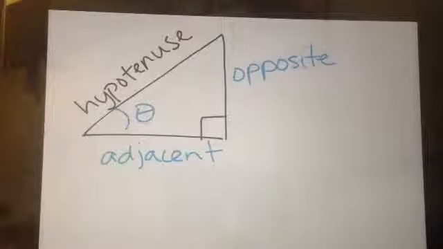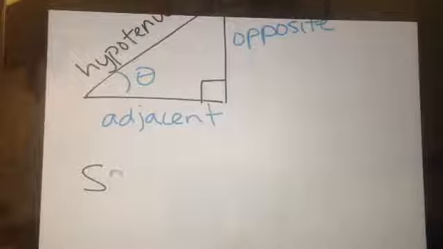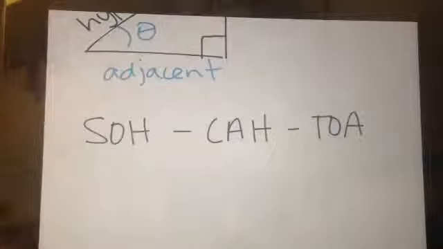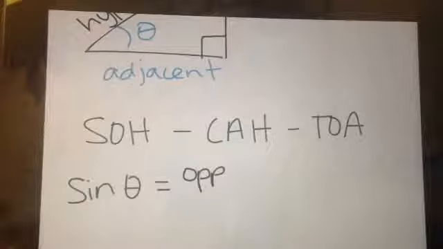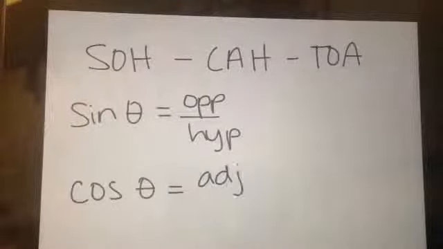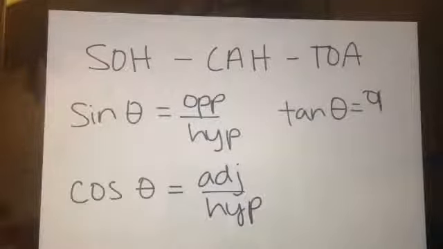So for SOHCAHTOA, hopefully this is a review. The SO is for sine. Sine of theta equals opposite over hypotenuse. That's SO. The CA part is cos of theta equals adjacent over hypotenuse. And then TOA is tan of theta equals opposite over adjacent.